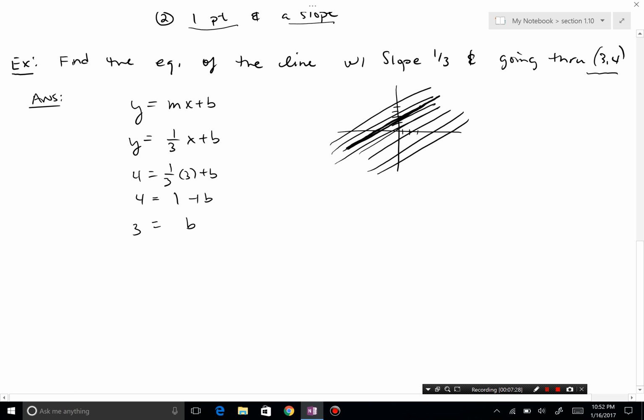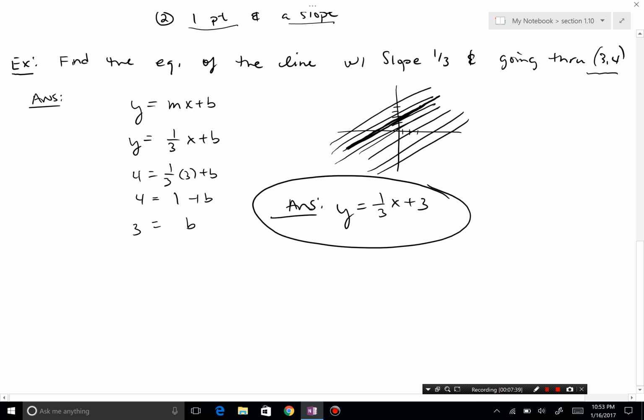So what is the overall answer? The answer is this: y equals 1/3 x plus 3. Done and done. It's really not hard at all. You just have to be able to do the same stuff you used to do in Math 1050.